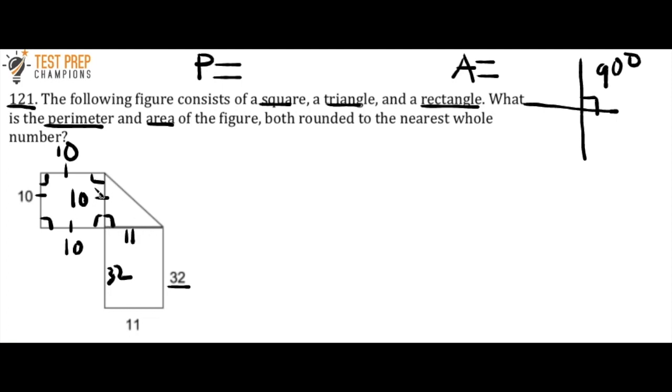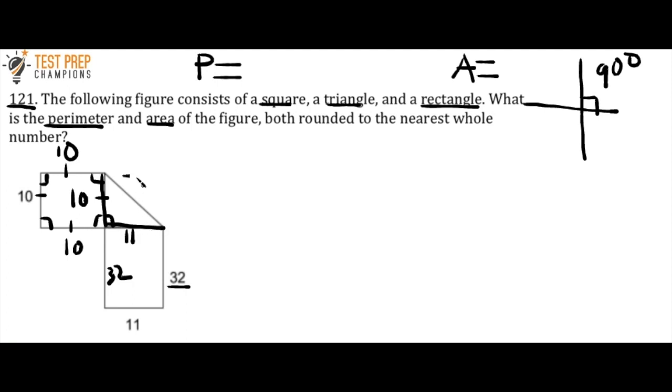The good news is that for our triangle, we know two sides. We know that this line here for the triangle is also going to be length 10. This side of the square is also the side of the triangle, so they're both 10. And down here, we see that our rectangle shares a side with the triangle. So for the rectangle, this side is length 11, and same with the triangle. This side is going to be length 11 for our triangle.